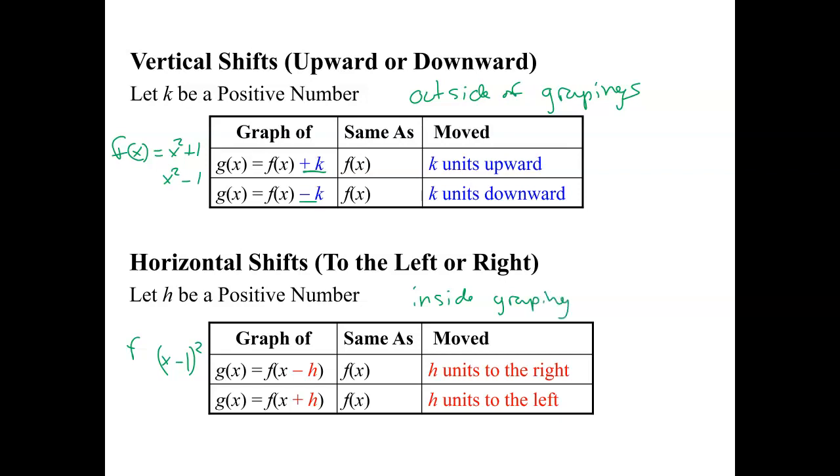Grouping symbols being parentheses, absolute value, even a square root symbol. Anything that's all underneath the same square root symbol is still considered a grouping symbol. So if I had the square root of x minus a number, that's going to take my square root graph and move it to the right.